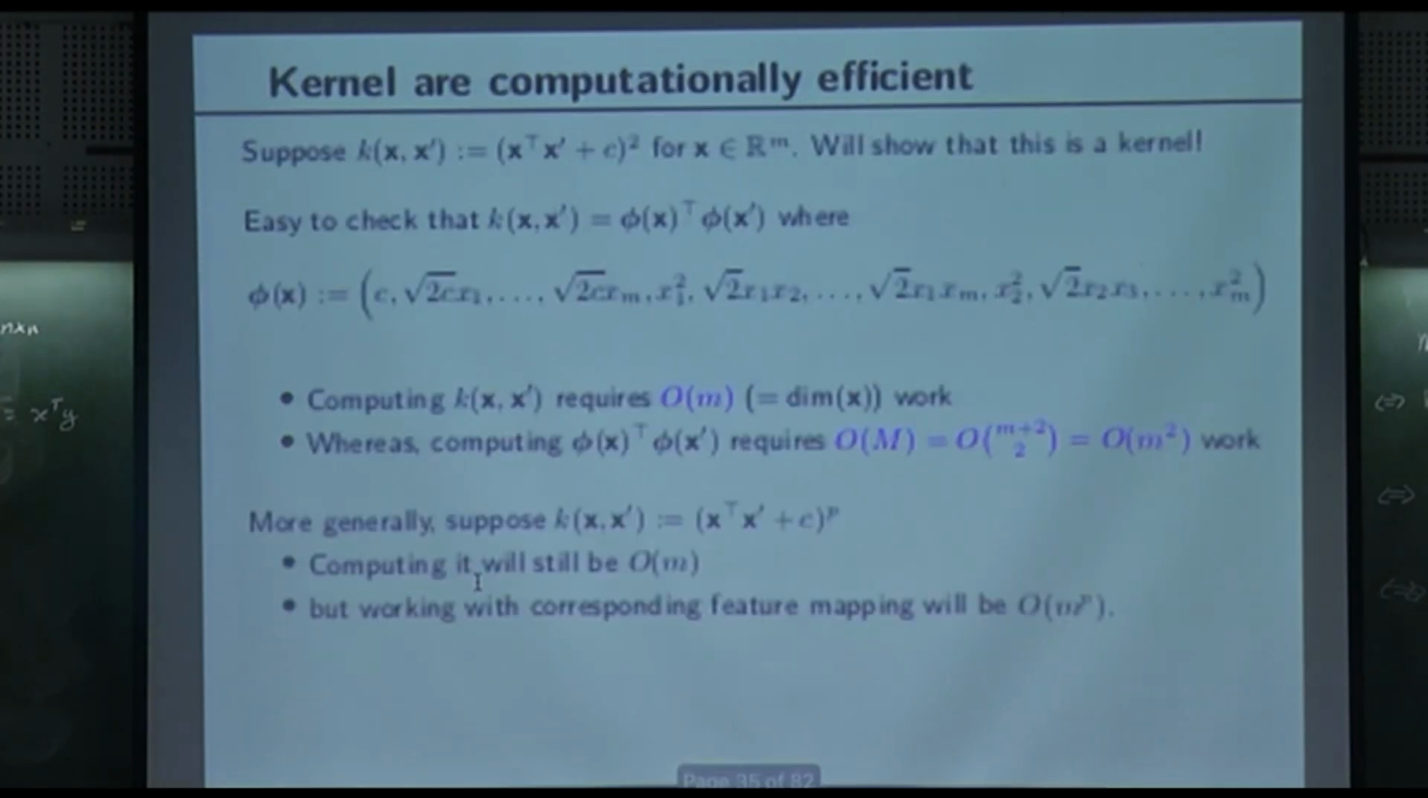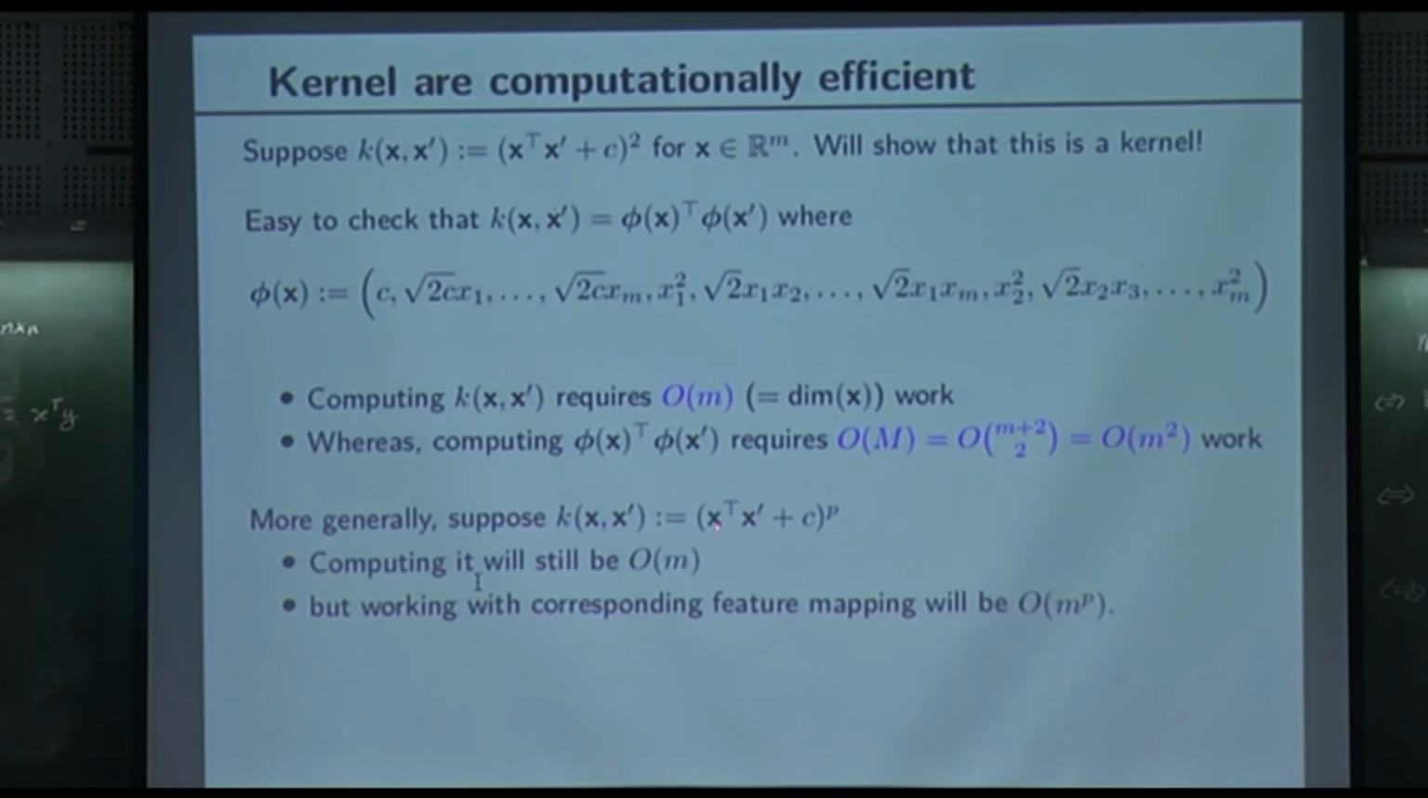feature vector. If, for example, the kernel was defined as (x^T x' + c)^p, which is also a kernel, computing this still remains order m, because all I have to do is do this inner product. When I have a scalar, this is order 1 to raise to the power p. But now working with the corresponding feature mapping will be order m^p. So as p becomes larger, the difference between doing kernels versus feature maps is huge. So we love kernels because they are almost like inner products, they're almost like feature maps, but they can be done computationally much more efficiently.